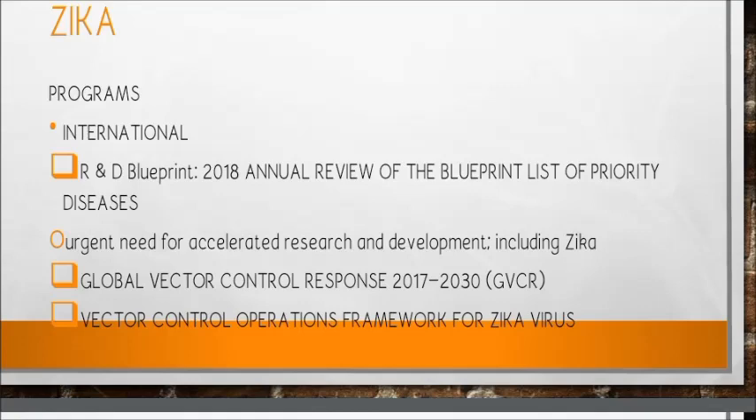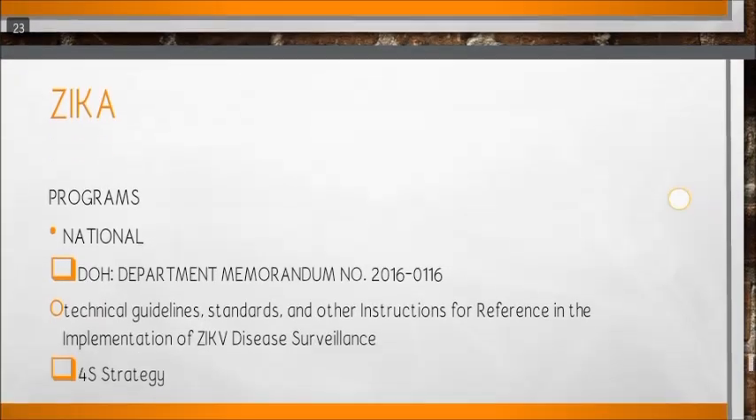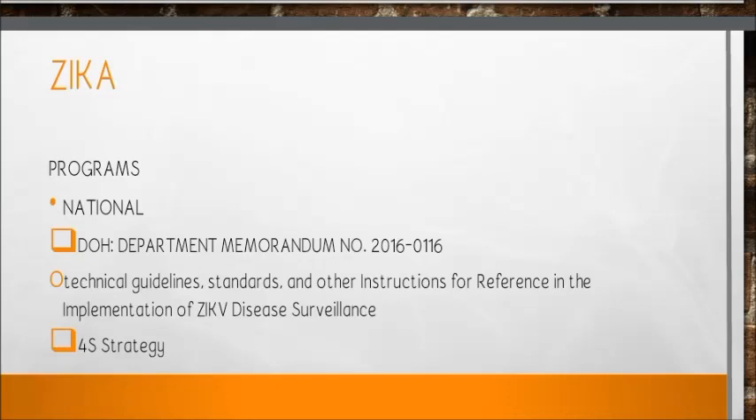Also, the GVCR, or Global Vector Control Response 2017 to 2030, Vector Control Operations Framework for Zika virus. For the national level, here in the Philippines, DOH is also active. They issued Department Memorandum Number 2016-0116, which contains technical guidelines, standards, and other instructions for reference in the implementation of Zika virus disease surveillance.